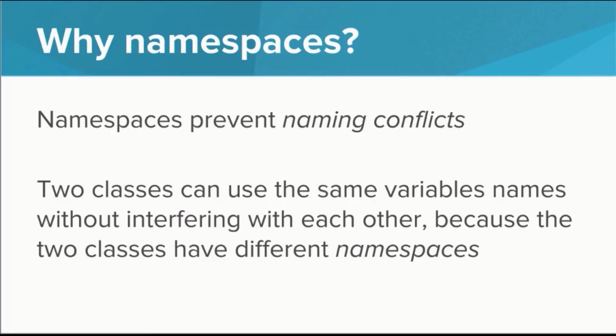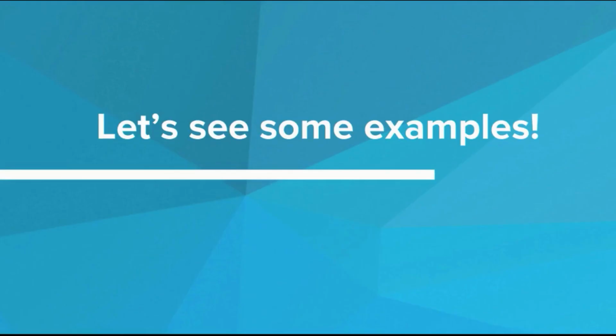Why do we even do this? Why do we have namespaces? Well, namespaces are great because they prevent naming conflicts. Two classes can use the same variable names and not have to worry about interfering with each other because the two classes have different namespaces. And let's dive in and see some namespaces in code.